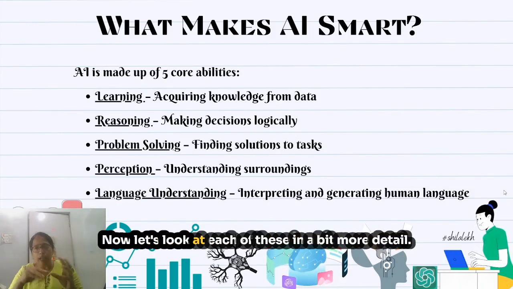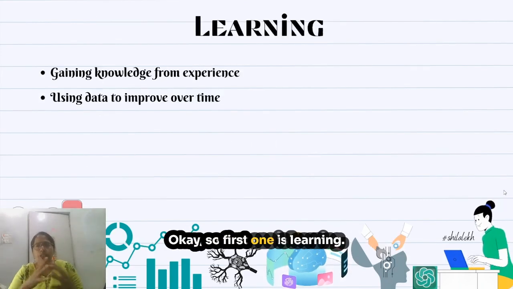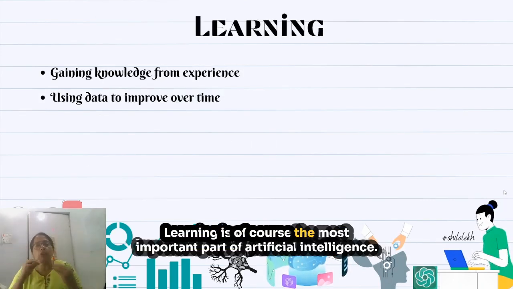Now let's look at each of these in a bit more detail. Okay, so the first one is learning. Learning is of course the most important part of artificial intelligence.